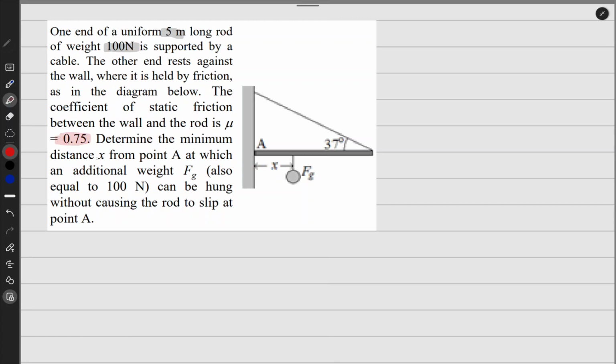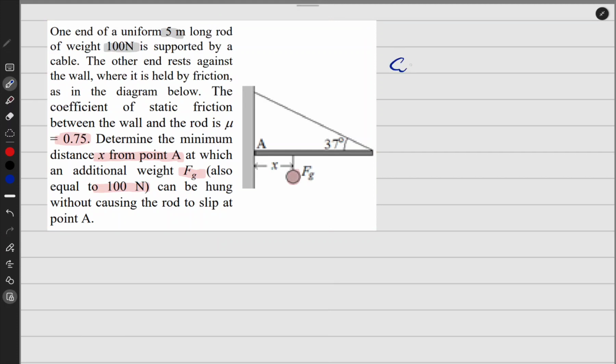Determine the minimum distance from A at which an additional weight G, which is equal to this, can hang from the rod. They want to add some weight again in the system, so they want us to find where they should put this weight so that this thing doesn't slip off. So for this thing to remain static, how are we going to do that?